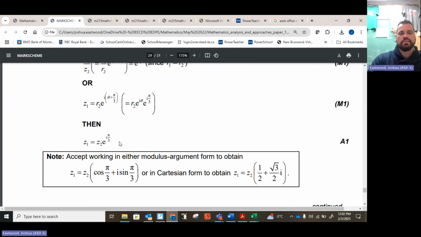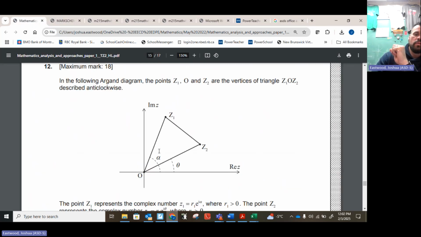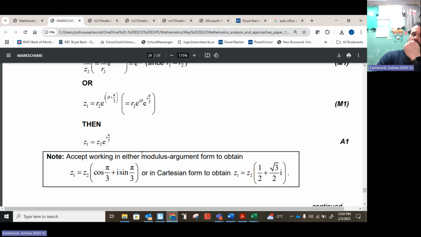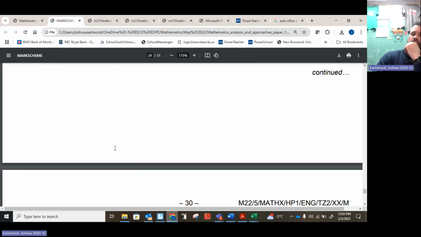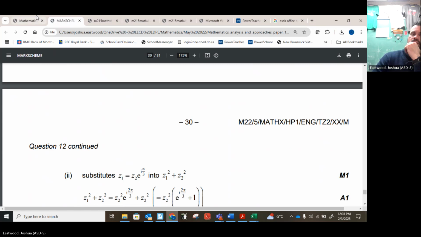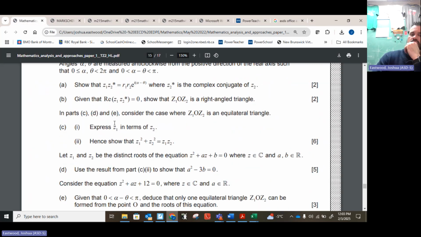Okay. So Z1 is now Z2 times e to the i pi over 3, because we're taking the angle theta and adding pi over 3 to it to get alpha minus theta, or to get alpha. So that's just recognizing that the angle here in this diagram is now pi over 3. So Z2 times, or adding that pi over 3, is going to give me Z1. So hopefully that part makes sense, just sort of reasoning it.